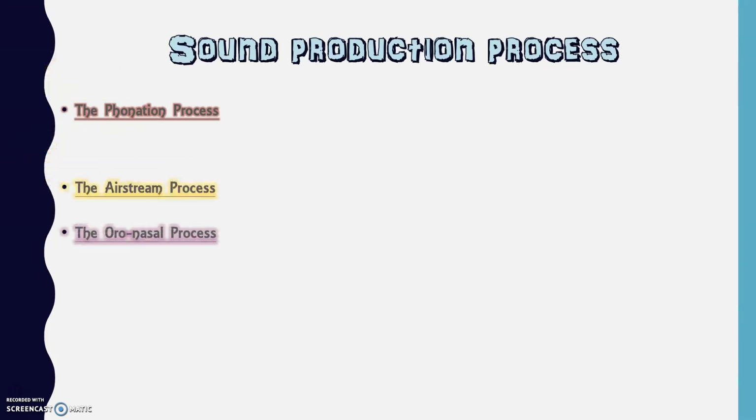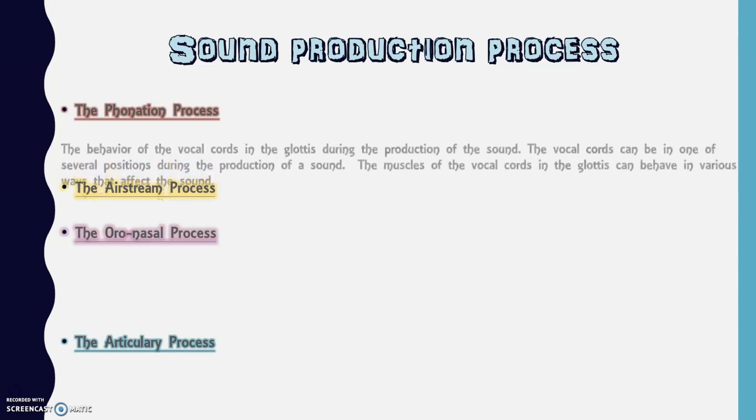The first thing I want to discuss is the sound production process. The sound production process has four processes: the phonation process, the airstream process, the oronasal process, and the articulatory process. Okay, I will explain the phonation process first.